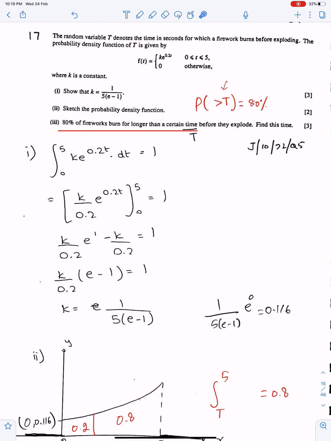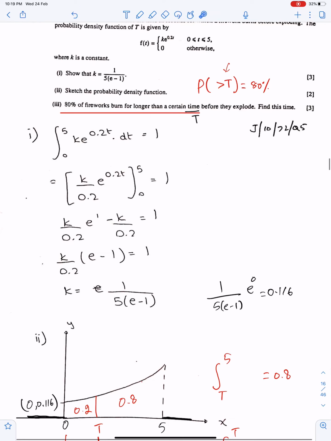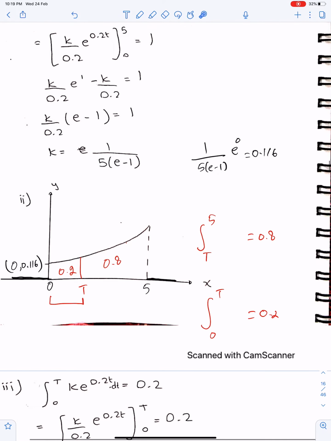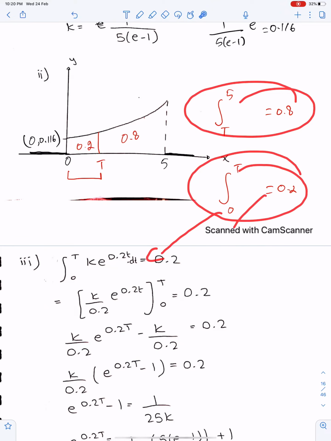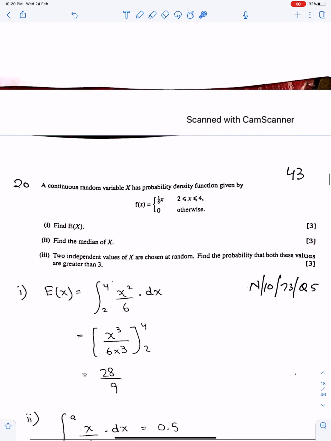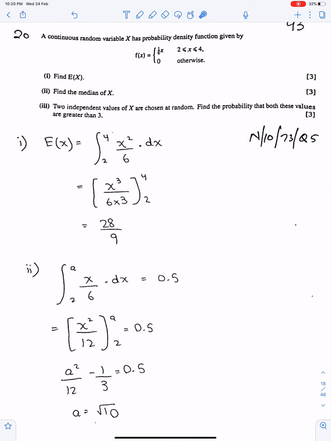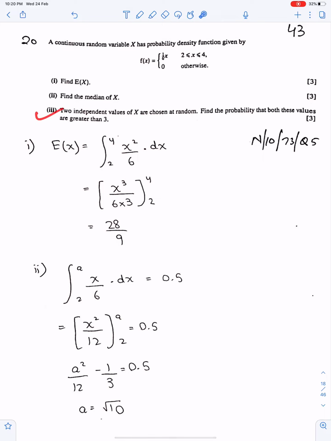So this is the sketch of this function. And then this part, you have two ways to solve the last part. Either use this or this, and this is the easiest way. So use this one. The last part of this question is important. So I'm leaving E of X and the median. You all know median means the lower limit is 2 and upper is M or A. You can write anything. And the probability is 0.5.